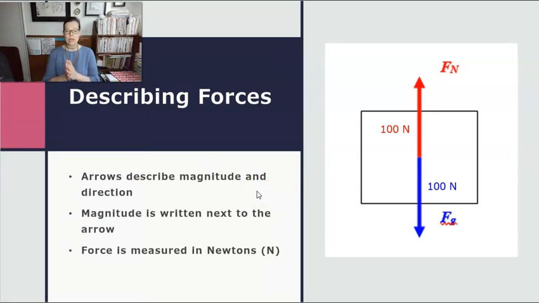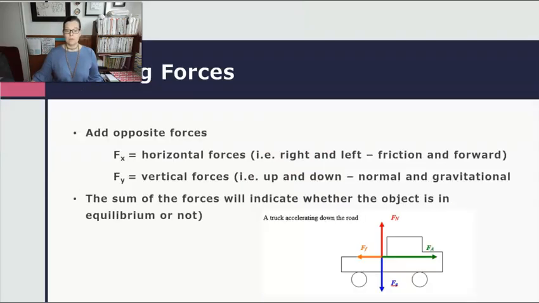Okay, so we use arrows to describe both the magnitude and the direction of the force. You can see that both of these arrows are the same length or the same size. You can do it either way, but mostly we use the length of the arrow. And so we can see that it's a balanced force just by looking at the picture. It is also really good if you write the actual measurement next to it, so we can see that this is 100 newtons. Force is measured in newtons, and that is also important to know, okay?